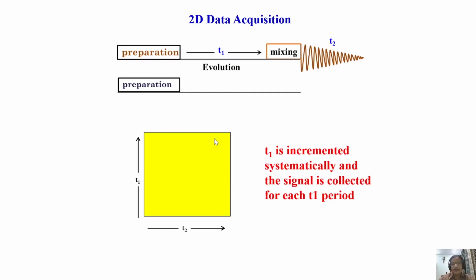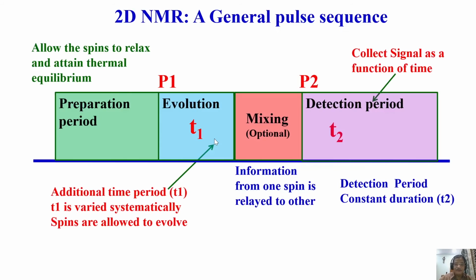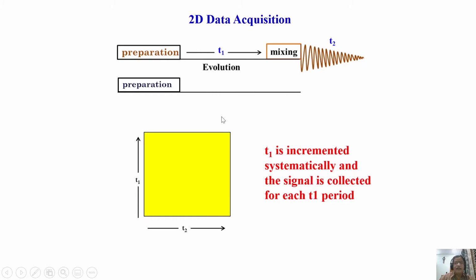How do we acquire data? For example, when I said T1 is systematically varied, how do I vary the T1 here? Diagrammatically it is shown here. Now we have a preparation. This is the evolution, mixing, and collection of the FID. We start acquiring FID. How do we increment T1?